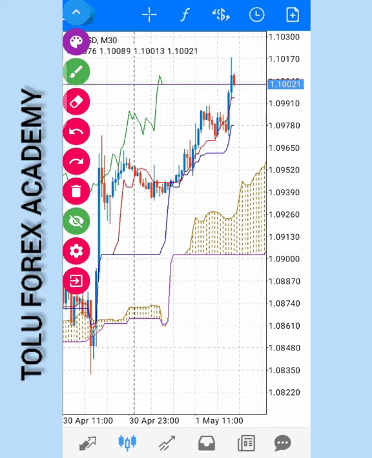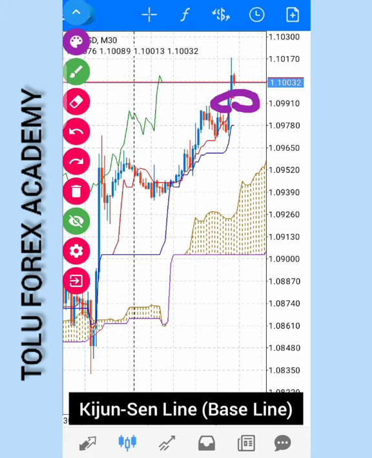You see this red line here. That is the Tenkan-sen line, or I can say the conversion line. Then we have the other one, known as the Kijun-sen line, or the baseline. That is the blue one that you can see here.